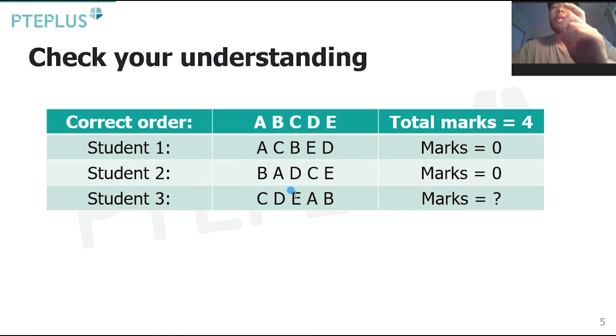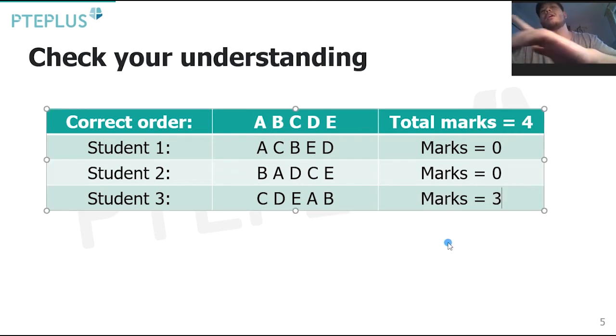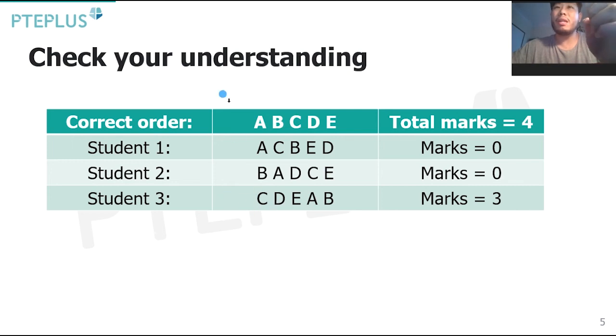For the next student, we have C to D. Is that a correct pair? Yes, because C to D is a pair, so they get 1 mark. D to E, is that a correct pair? D, E. Yes, it is. That's 2 marks. Next, we have E to A. Is that a correct pair? No, because D to E is the only pair that E has. Next, we have A to B. Is that a correct pair? Yes. So this student gets 3 correct pairs. Even though they've got them in completely the wrong order, as you can see, they've got 3 correct pairs, giving them 3 out of 4 total marks. So that's how the pairing system works.